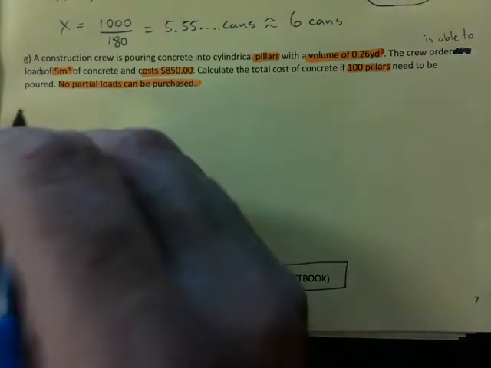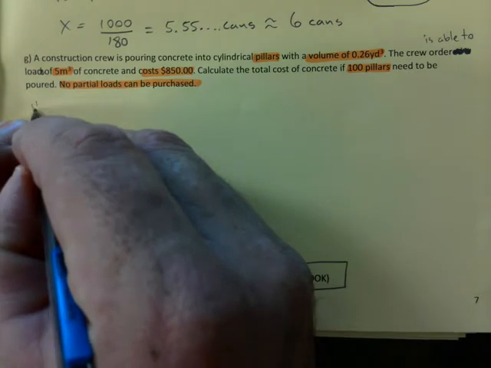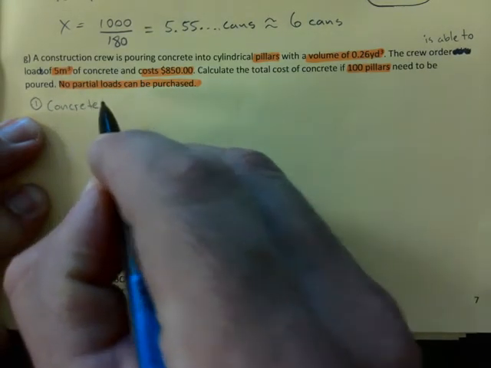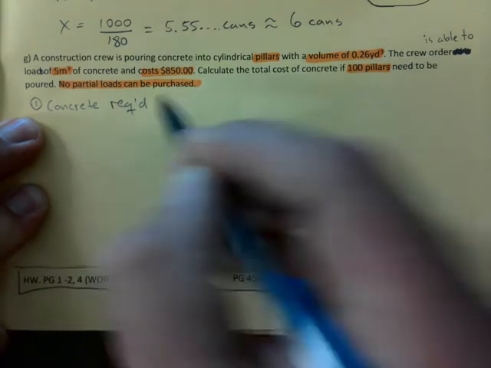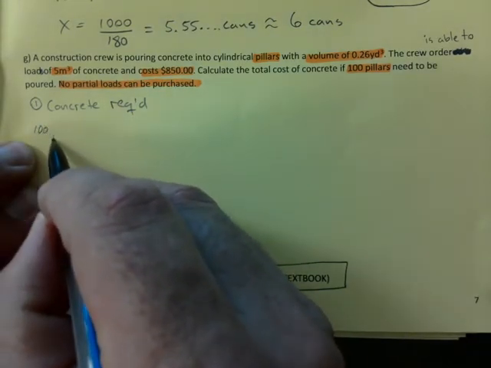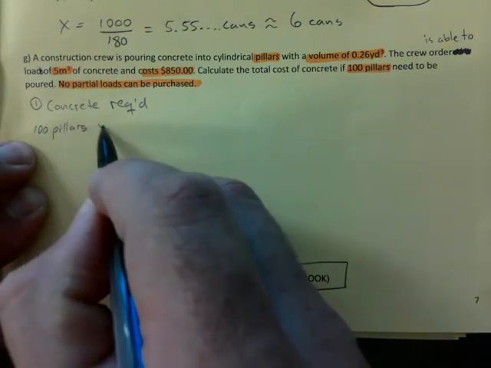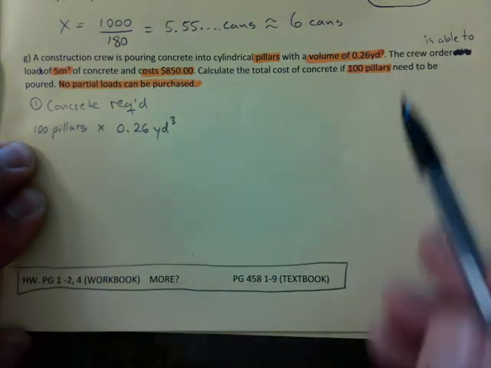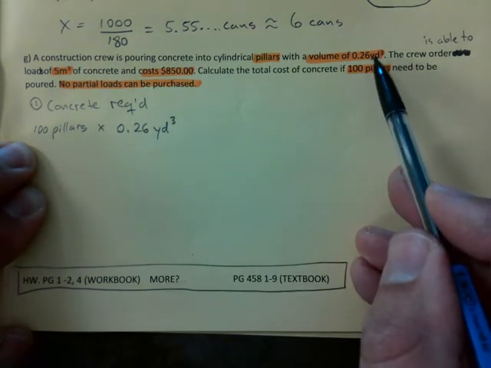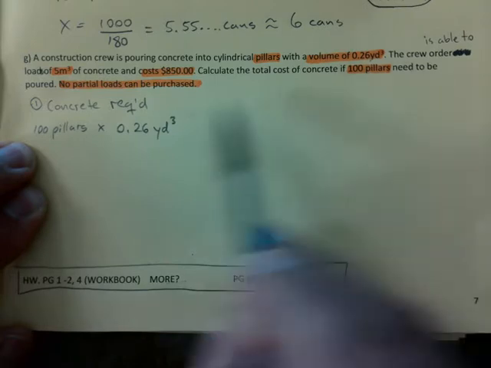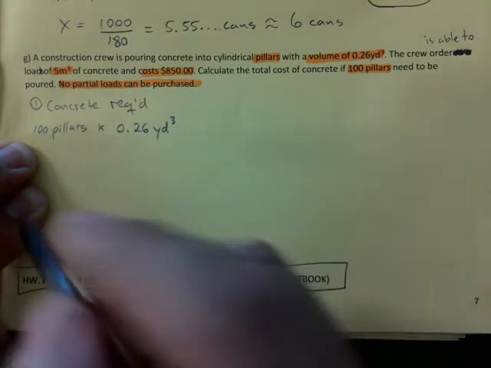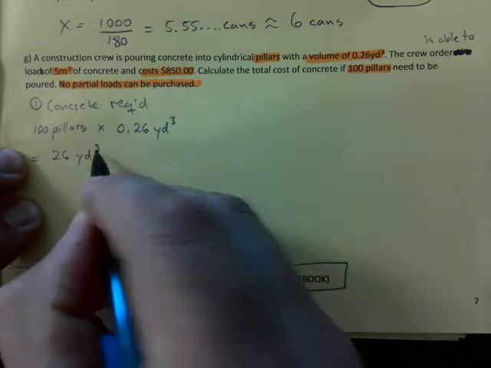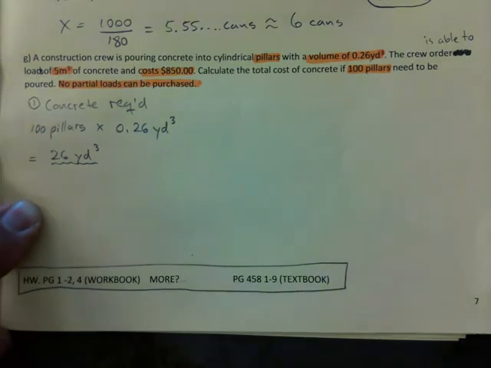So we're going to go, first of all, concrete required would be 100 pillars times 0.26 cubic yards, right? So every single one of them needs this much. So if you get 100, obviously you need to order enough for that. So 100 times that would just be 26 cubic yards. Okay, so that's important. So I'm going to underline that.